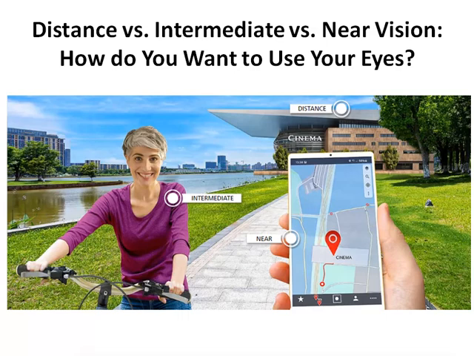Intermediate range vision allows you to focus clearly on objects that are roughly at arm's length. This is the type of vision that we use when working at a computer, playing a card game, painting, cooking, seeing the dashboard while driving, or working in the garden or shop.